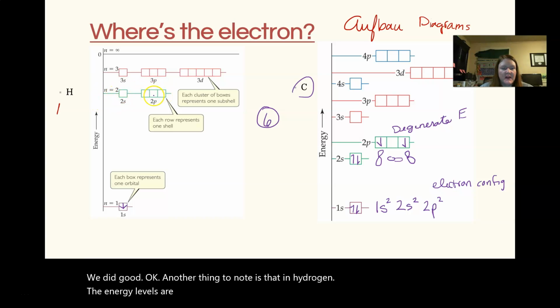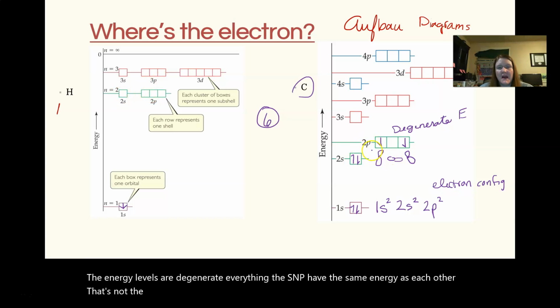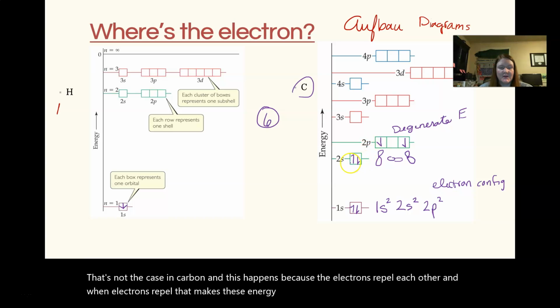Okay. Another thing to note is that in hydrogen, all the energy levels are degenerate. Everything, the s and p, have the same energy as each other. That's not the case in carbon, and this happens because the electrons repel each other. And when electrons repel, that makes these energy levels different. Okay? That has important implications later. So I wanted to point it out.